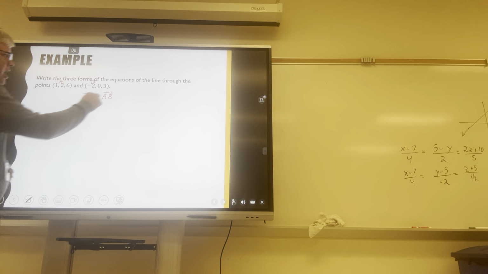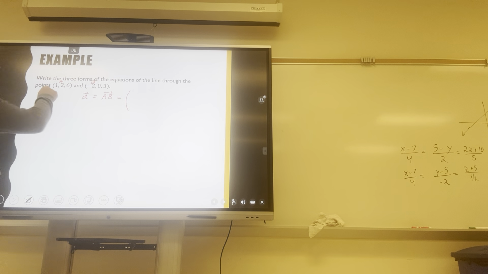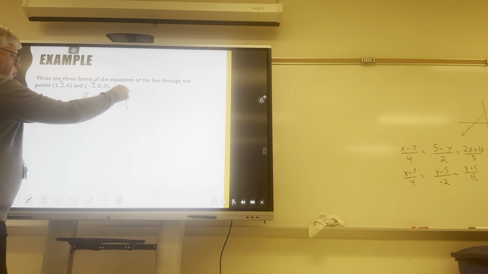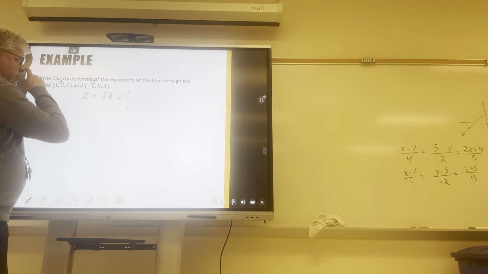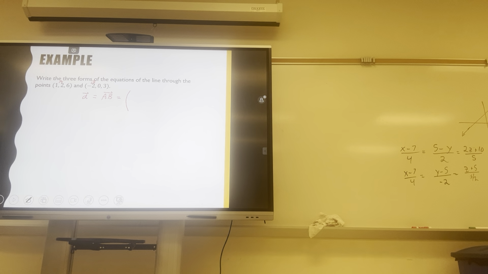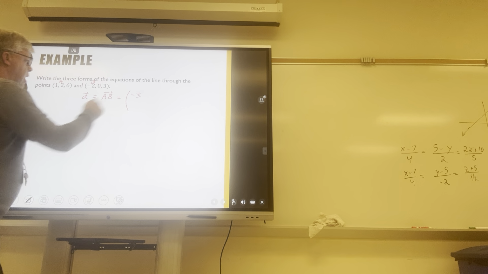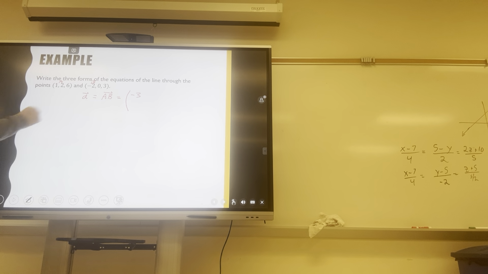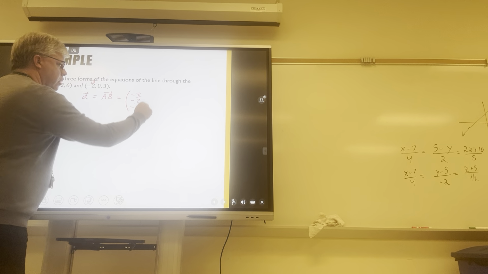So if I want to do AB, which way do I deal with the coordinates if I want the vector that starts at A and ends at B? Which coordinates do you start using? B's, and you subtract A's, right? So the X component would be -3, and then the Y, and the Z, -3 again, okay?